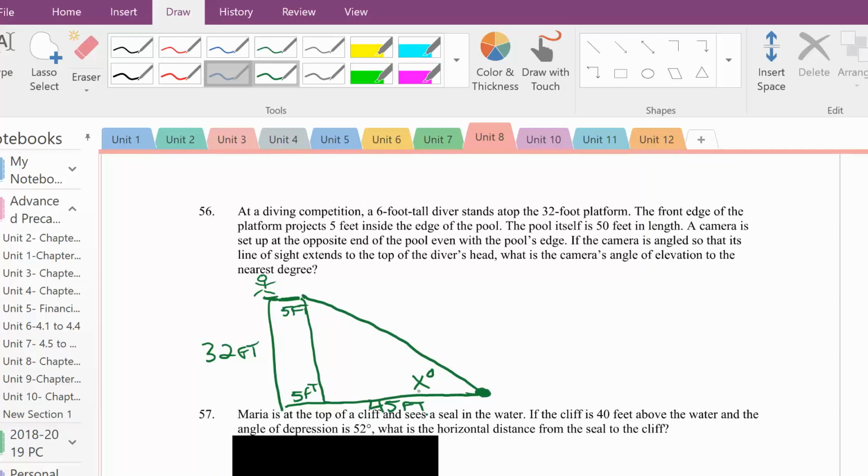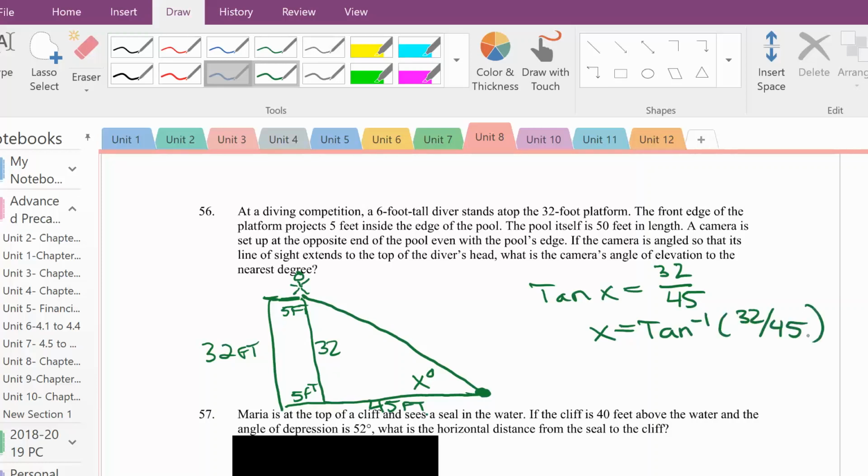So what you can do, and remember, the diver's at the edge of the platform. So they're at the edge here. So what you can do is set up the tangent of x is equal to the opposite, which is 32, over the adjacent, which is 45. And then remember, to find the angle, you do the inverse.